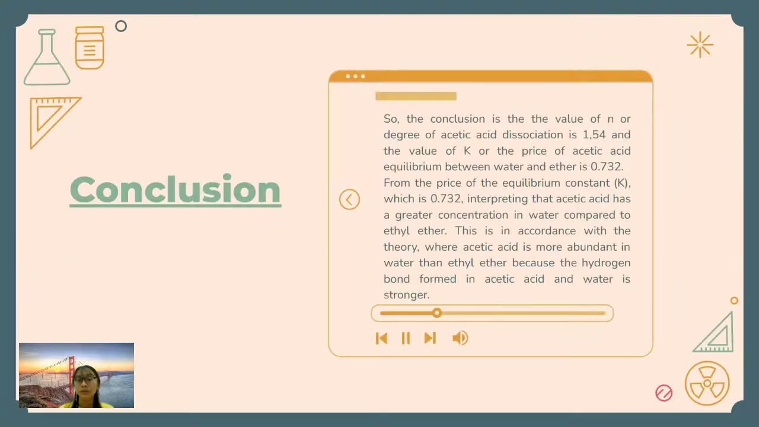The conclusion is that the degree of acetic acid dissociation is 1.54 and the equilibrium constant is 0.732. From these results, it is known that acetic acid has a greater concentration in water than in ethyl ether due to the presence of stronger hydrogen bonds.